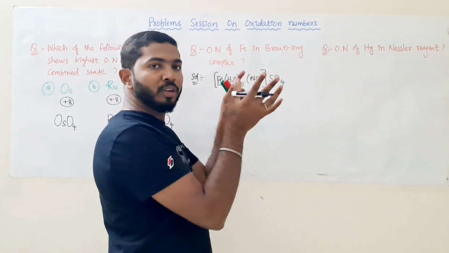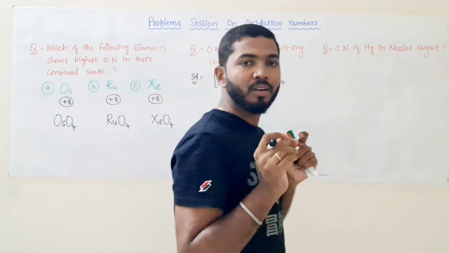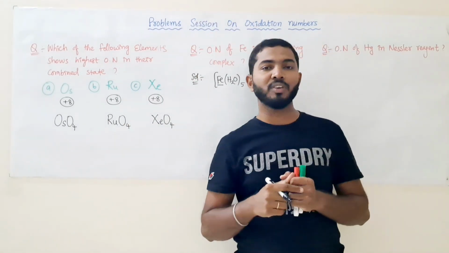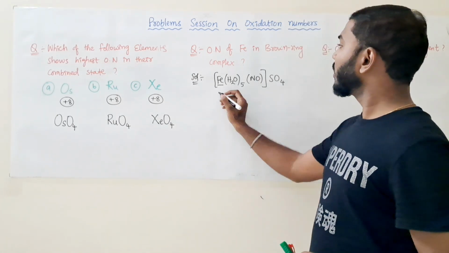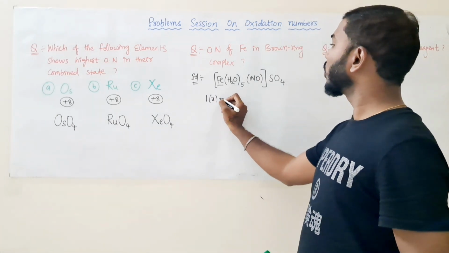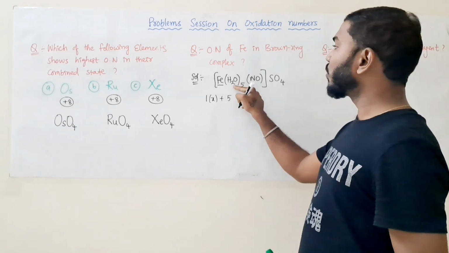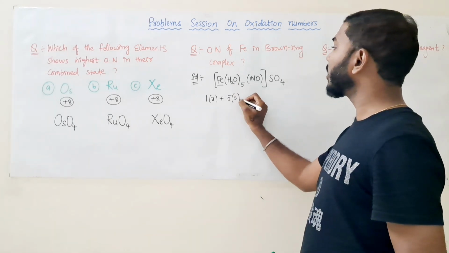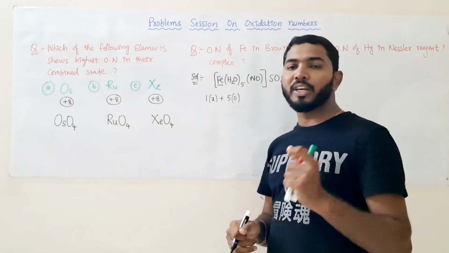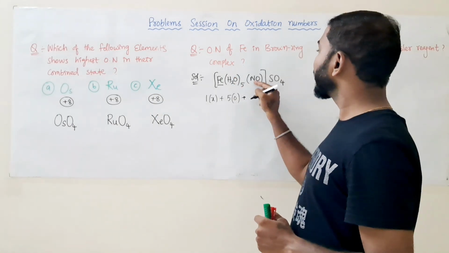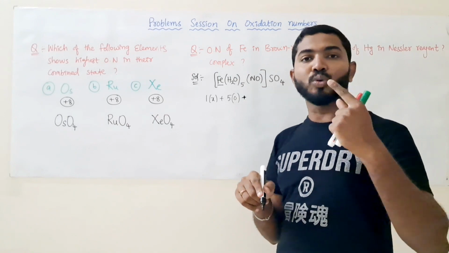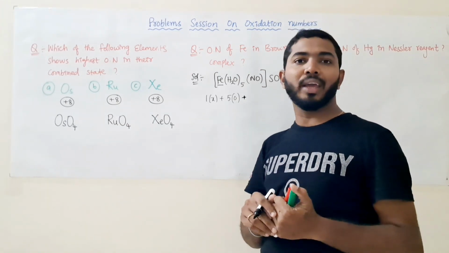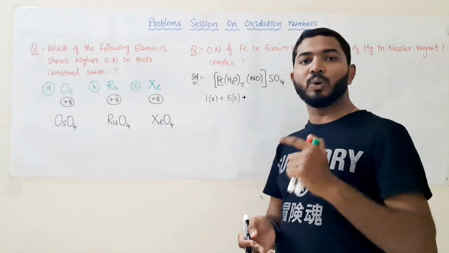I told you how to calculate oxidation number even for complex compounds in my previous video, so please do watch that. And then how to calculate, normal method only. 1 into x, and since water is a neutral ligand, there is no contribution of oxidation number from the water. And then there is NO. Actually NO can behave as two types. It can behave as a neutral ligand, it can behave as a positive ligand as well.